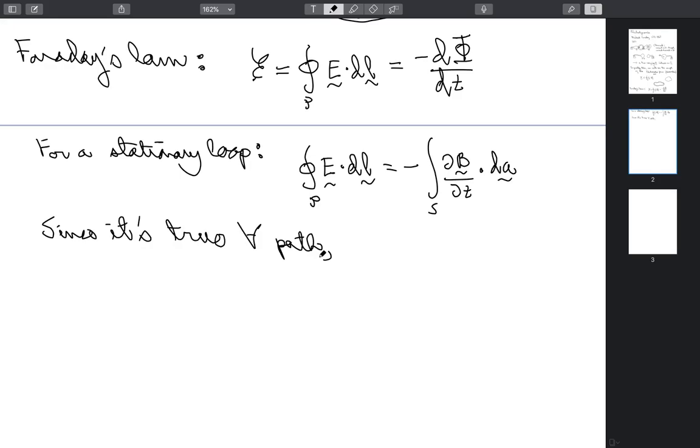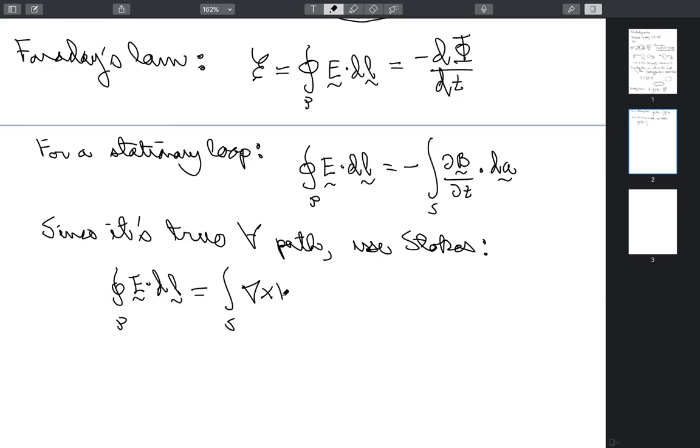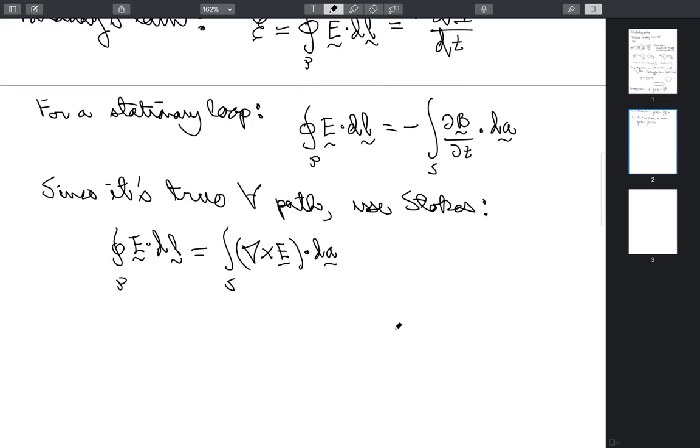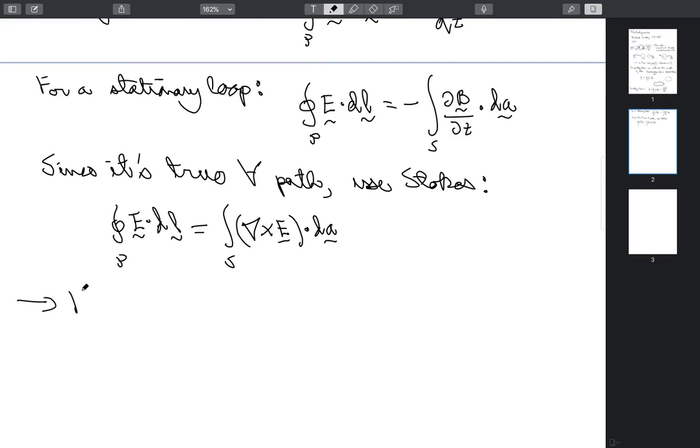what we can do is just use Stokes' theorem to rewrite this integral over the loop as an integral over the surface of now the curl of E, dotted into dA. So what we get now is Faraday's law in now differential form.